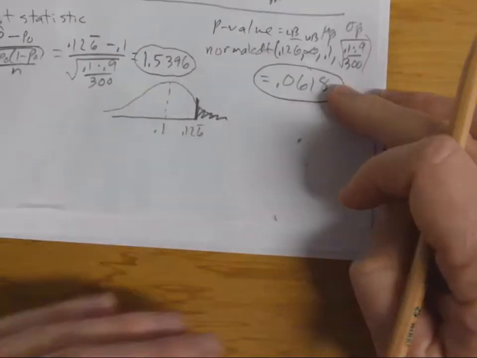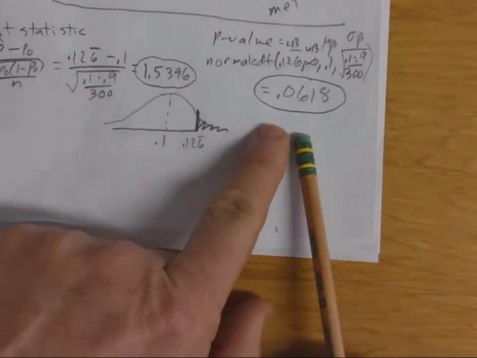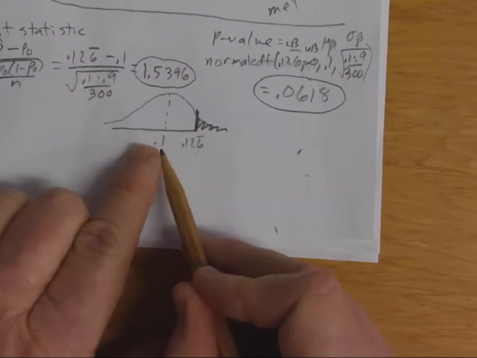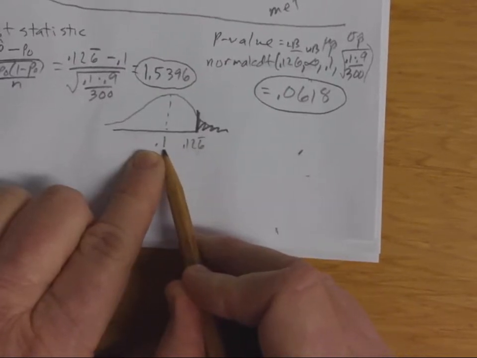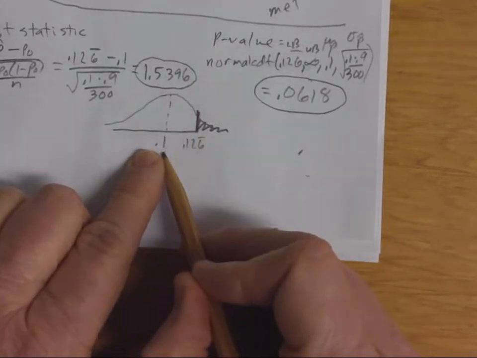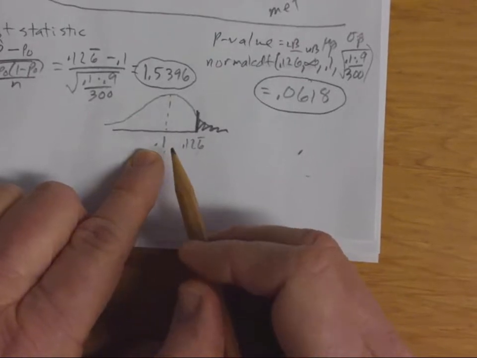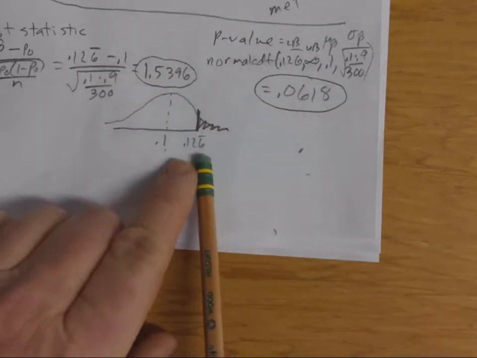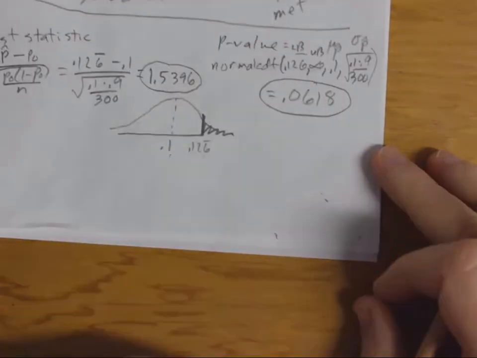So this p-value is in essence the probability that we would get a sample value this unusual, assuming the null is true. In other words, assuming our sampling distribution really is centered at 10%. In other words, assuming it is actually true that 10% of these tomatoes are flawed. That's the probability we get a sample value this unusual.